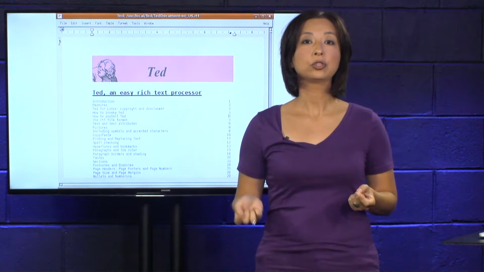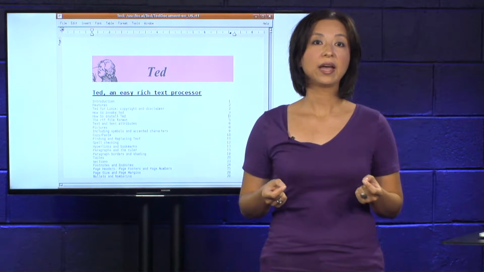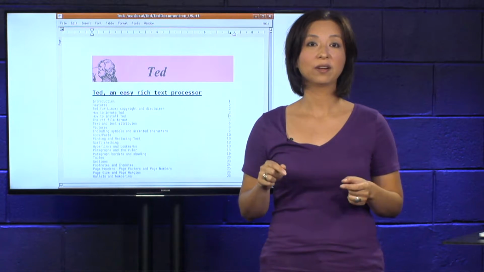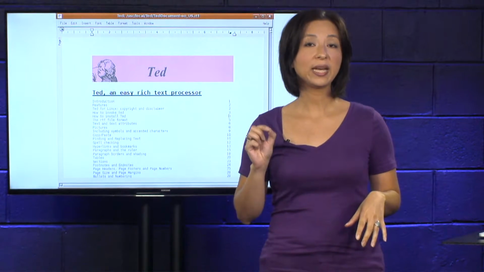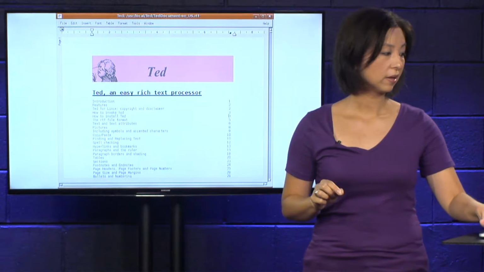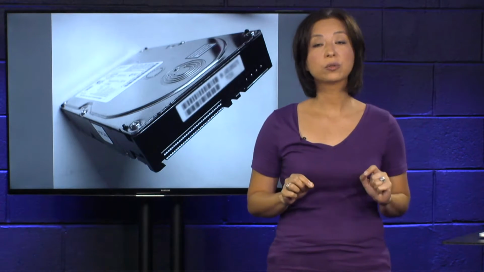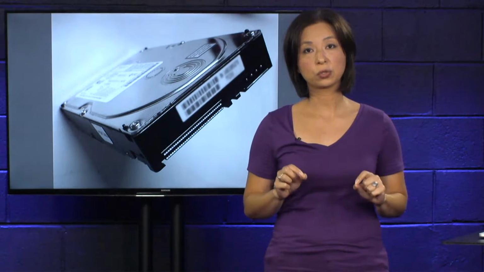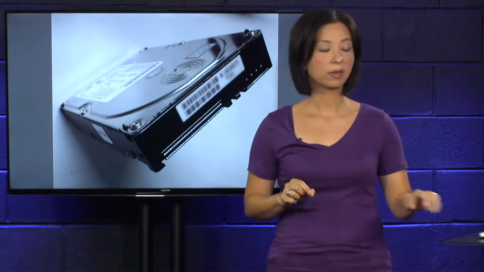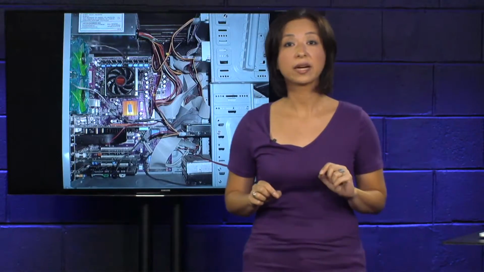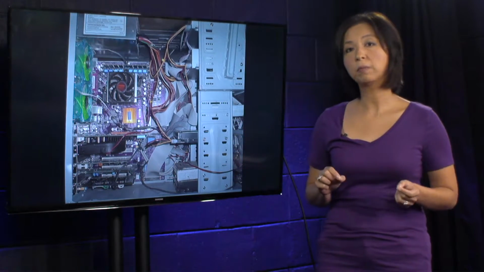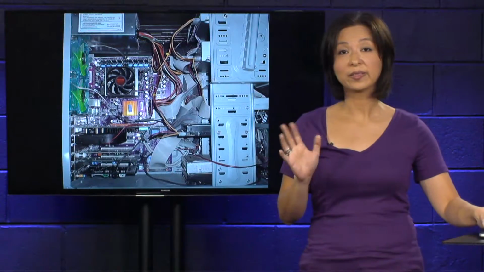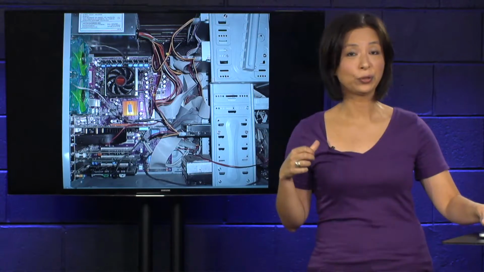Let's go back to the word processor, and we're going to do something very common. We're going to hit save. Once you hit save, that information goes into the permanent storage or the hard drive. And if you look inside the computer, you're going to see that metal box inside. This is not my computer, so I actually don't know what's inside of this thing.